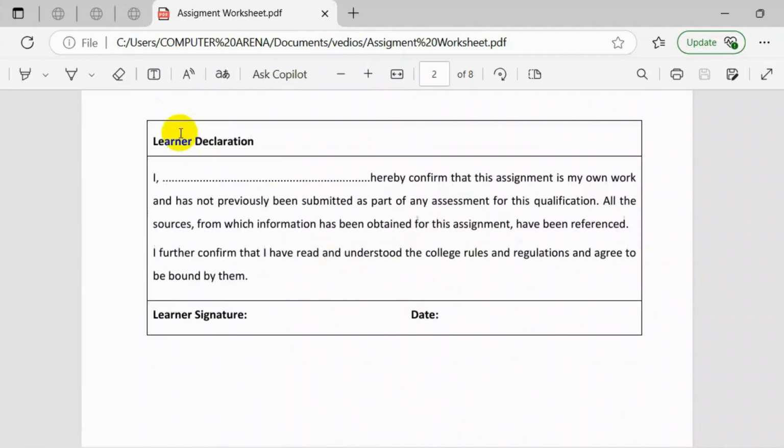Okay, so here you can see this is the learner declaration, where you have to confirm that you have read and understood all our college rules and regulations, and you are agreeing to them by providing your name and your signature over there. So make sure that you fill in this form.